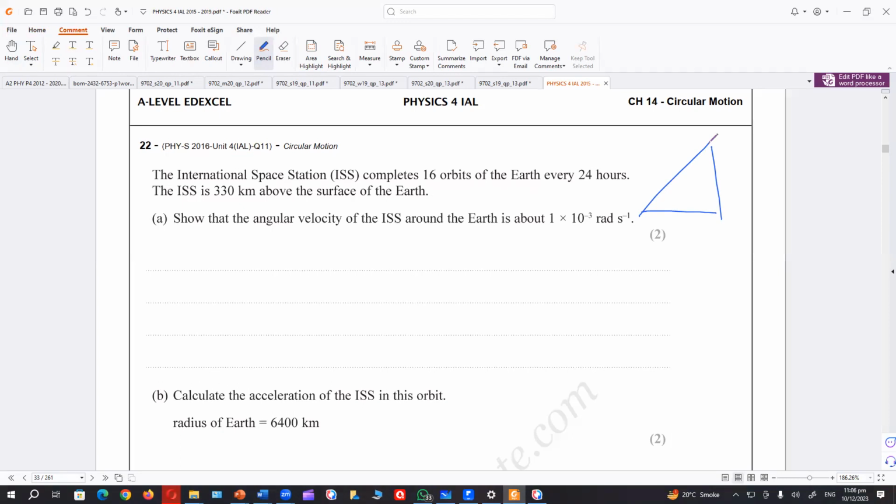The International Space Station ISS completes 16 orbits of the Earth every 24 hours. The ISS is 330 kilometers above the surface of the Earth, so the angular velocity of the ISS around the Earth is about this.